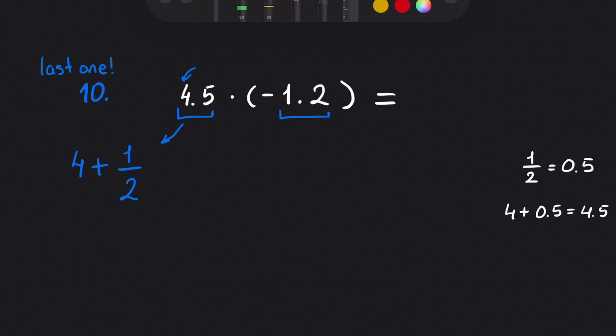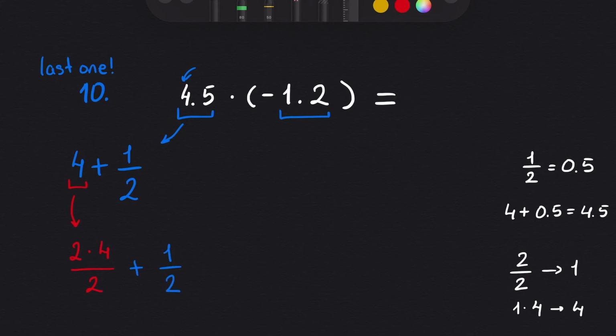Now 4 can be written like this. So now we're doing this because we want the same denominator in order to add these two. So now it's legal too because 2 over 2 is equal to 1, and 1 multiplied by 4 is equal to 4. So we didn't really change anything, we just wrote it in a different way. So plus 1 over 2. So now we're gonna have 9 over 2 because 2 multiplied by 4 is 8, and plus 1 is 9 over 2. And we keep the 2 on the bottom always.